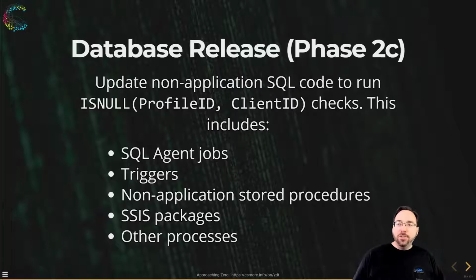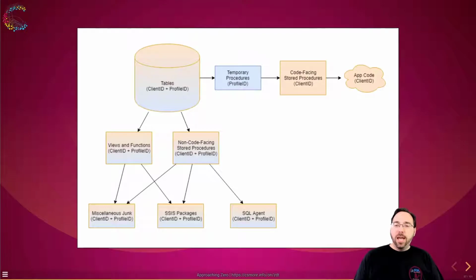But what this allows us to do is update the non-app SQL code to do profile ID and client ID checks. SQL agent jobs, triggers, stored procedures not used in the application, but maybe used by other processes, integration services projects, everything else. So again, all of that non-app code is aware of both columns at this point. We've deployed this out, and those things are going a bit slowly, but we'll deal with it.